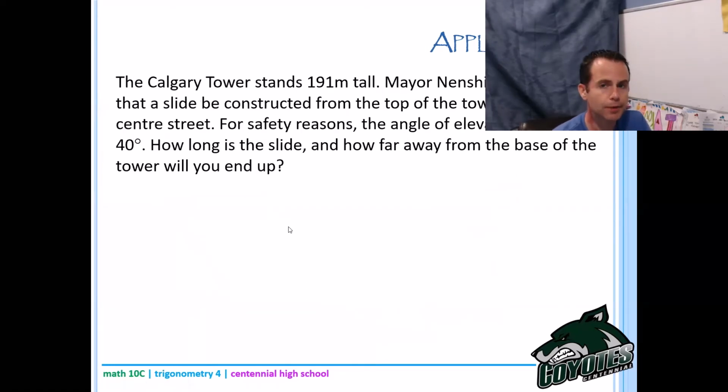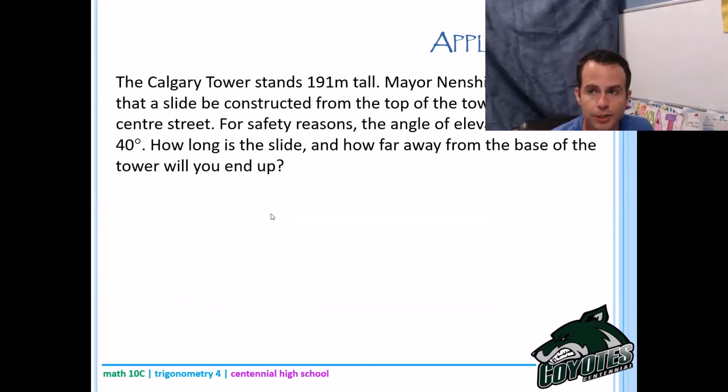The Calgary Tower stands 191 meters tall. That is a true statement. Mayor Nenshi has proposed that a slide be constructed from the top of the tower down to Center Street. That is not a true statement, but I think it would be a really cool idea. For safety reasons, the angle of elevation must be 40 degrees. How long is the slide and how far away from the base of the tower will you end up?